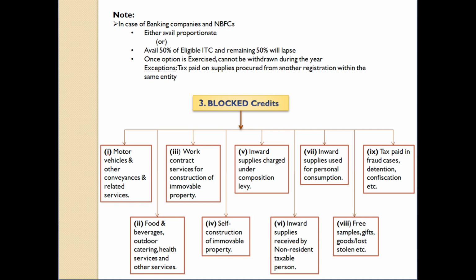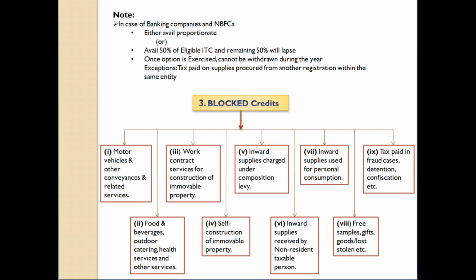But there are special provisions regarding the apportionment of ITC for banking companies and non-banking financial companies. They have two options. One is to avail proportionate ITC and the other is to avail 50% of the total eligible ITC, and the remaining 50% ITC will lapse.